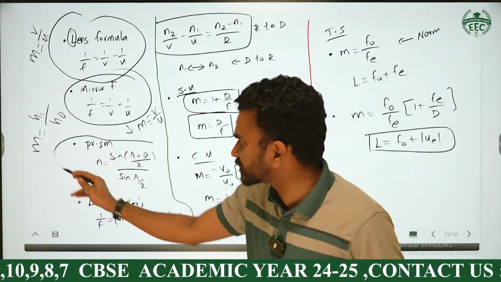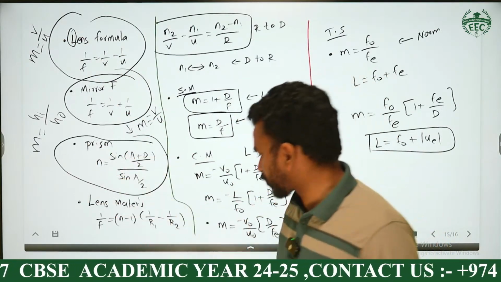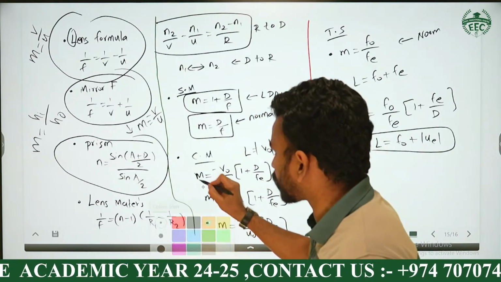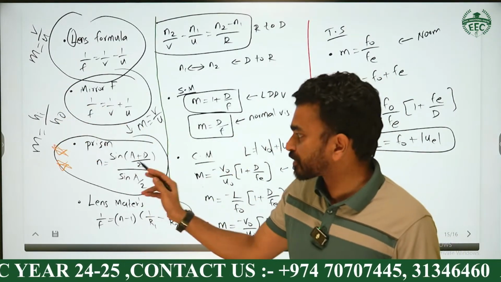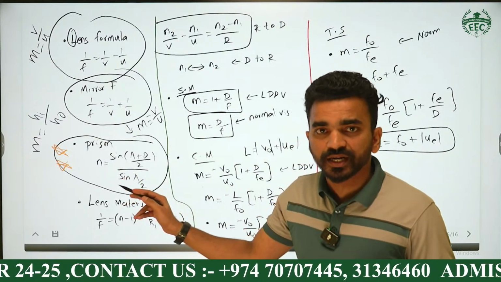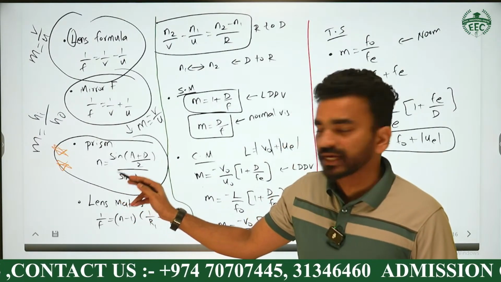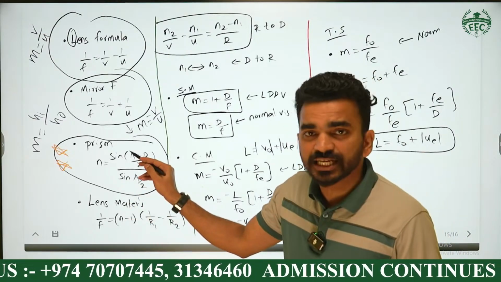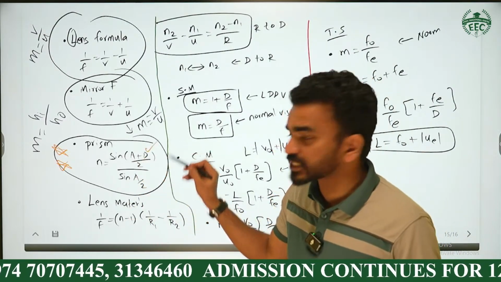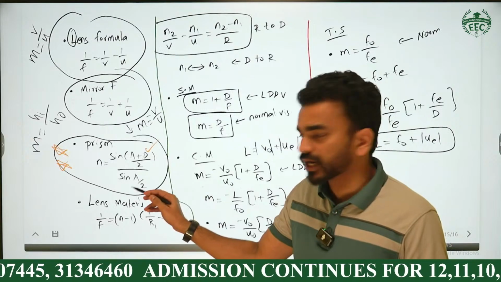And the prism formula. This is the derivation I told you, a very important derivation. Another important, most repeated derivation from ray optics is the prism derivation, the prism formula. You have to learn the ray diagram and remember this derivation. n is equal to sin of (A plus D) by 2 divided by sin of A by 2. What does A stand for? Angle of prism. What does D stand for? Angle of minimum deviation. Okay, angle of minimum deviation.